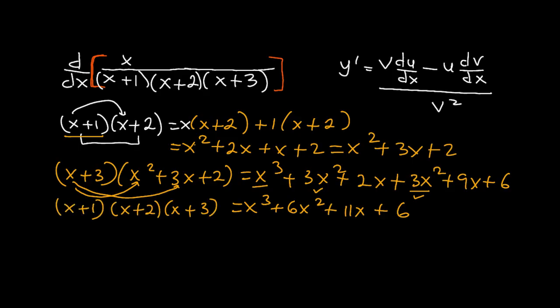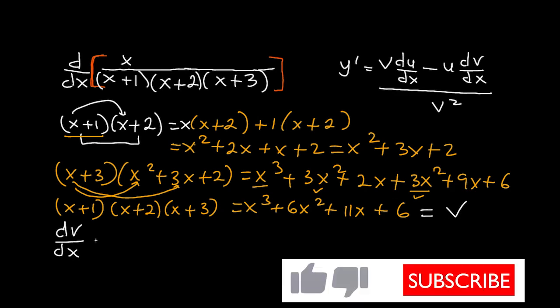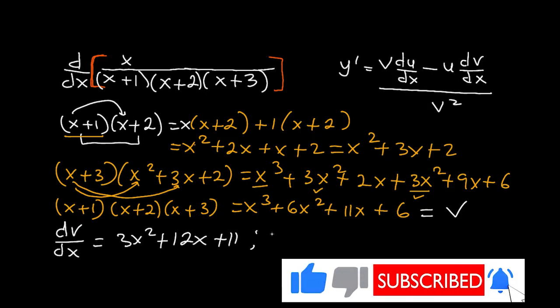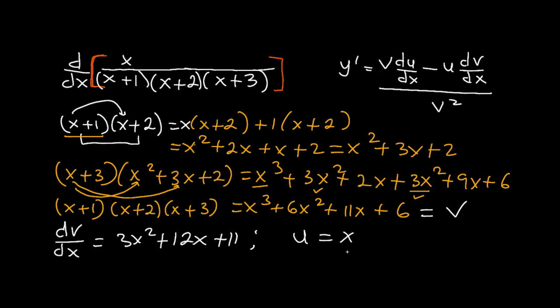So what we're going to do now is to use the formula. So this one is now our v. We can get dv/dx, and that will be equal to 3x squared plus 12x plus 11. Another one again, u is x, and we can also get du/dx. The du/dx is what? It is 1. So that's that.